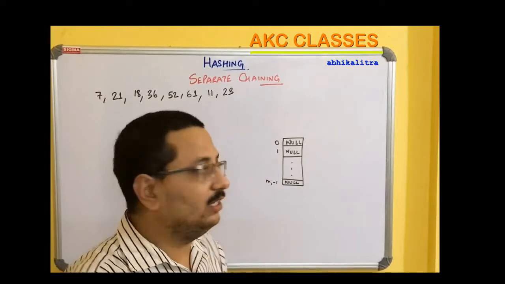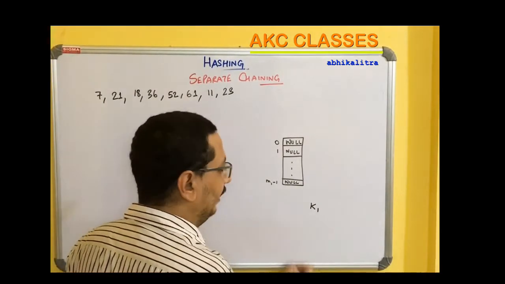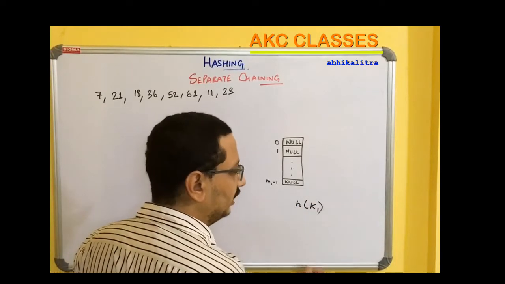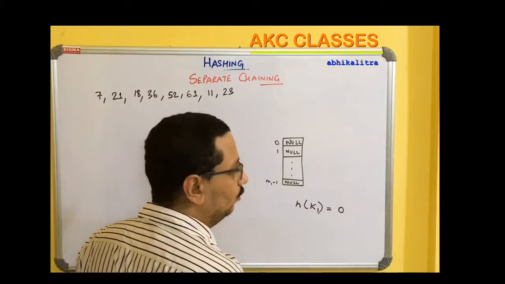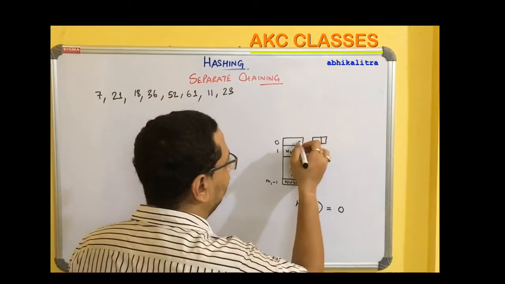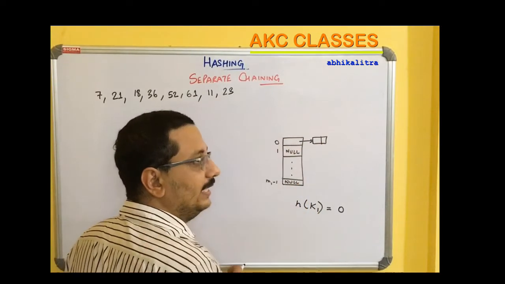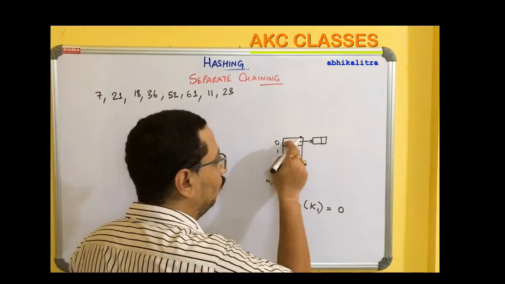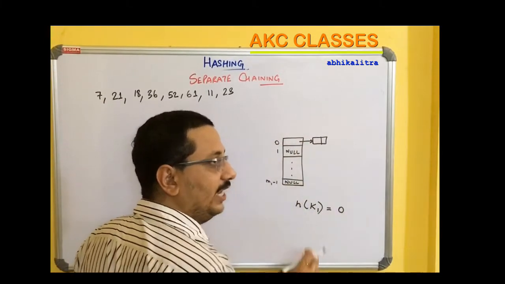Since we are dealing with a chain of nodes, if I take a key value k1 and use a hash function, whatever hash function you want to use, and I get the value 0, then a node is created and the address of the node is stored in the 0th index. This 0th index will hold the address of the first node of the entire chain.